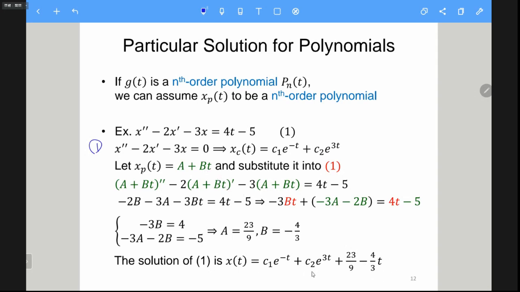This is the homogeneous solution. And here we don't have the initial value, so we just keep the C1, C2 here. And if we have the initial value, like x of 0 equals something, x prime of 0 equals something, then we may be able to solve it. Later on, we will have an example with the initial value.